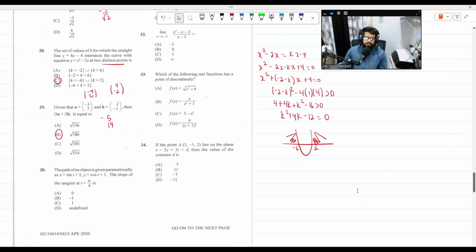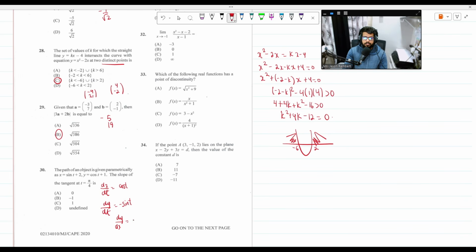The path of an object is given parametrically as x is equal to sine t plus 2, y is equal to cos t plus 1. The slope of the tangent at t is equal to pi on 4 is, alright, so dx dt is cos t. dy dt is minus sine t.